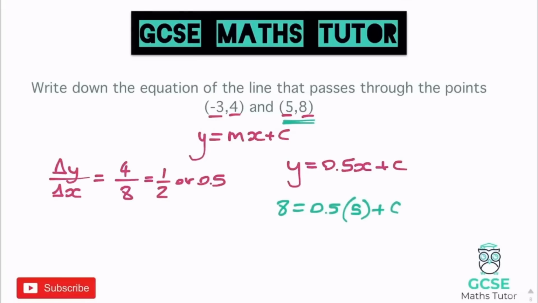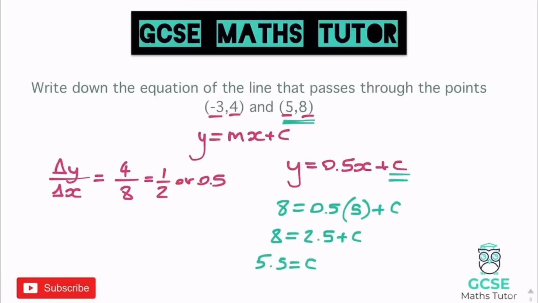So 0.5 times 5, or half times 5. Let's have a look and see what that is. So we get 8 equals 0.5 times 5 is 2.5. Remember, if you times by a half, it just halves the number. So 2.5 plus c. And then we need to subtract 2.5 from both sides to figure out what c is there. I mean, you can just use logic. From 2.5 up to 3 is an extra half, and then it's an extra 5 to get to 8, so it's 5.5. But if we subtract 2.5 from 8, we get 5.5 equals c.